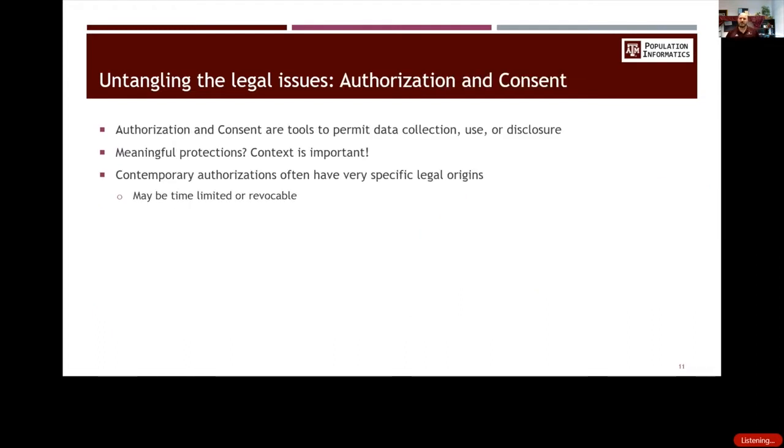The last set of terms I want to address here are authorization and consent. Now, like security, authorization and consent are tools, and they're tools that permit data collection, tools that permit data use or disclosure. Now, what's being increasingly questioned, particularly among privacy scholars, is how meaningful the existing approaches to obtaining authorization and consent are, how meaningful those are as data protections. And context is exceedingly important in this space.